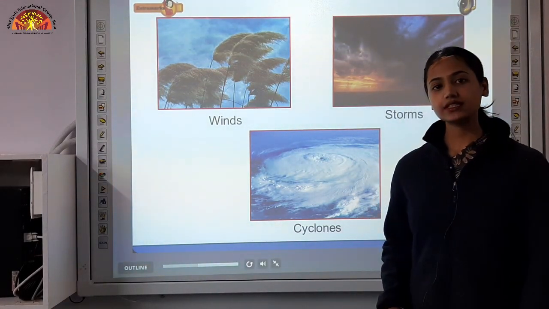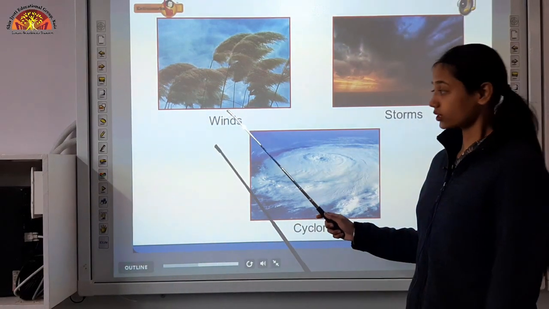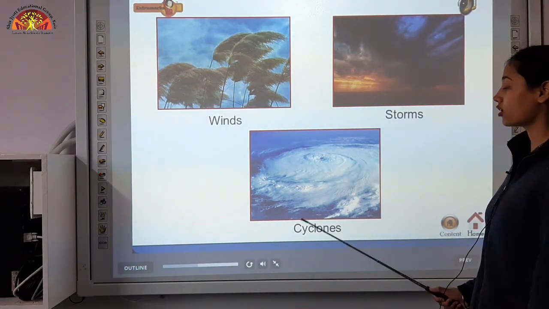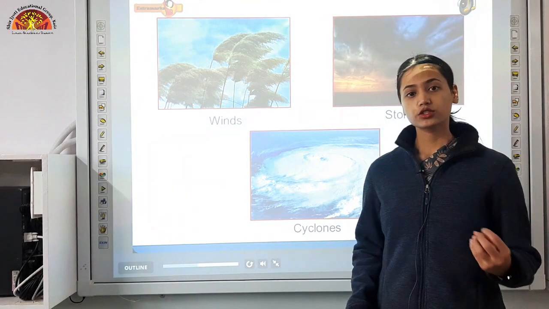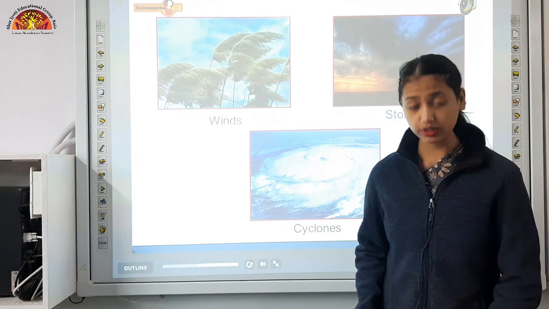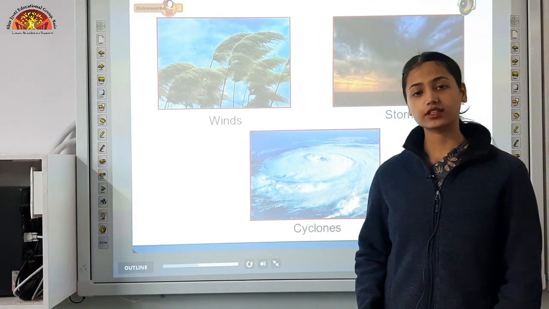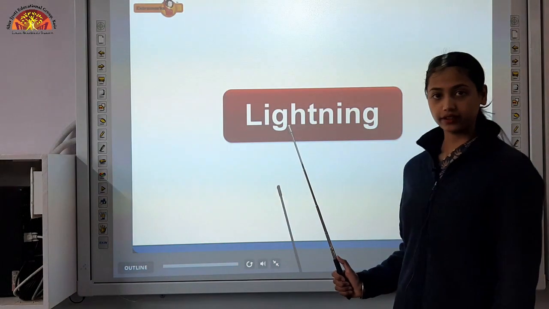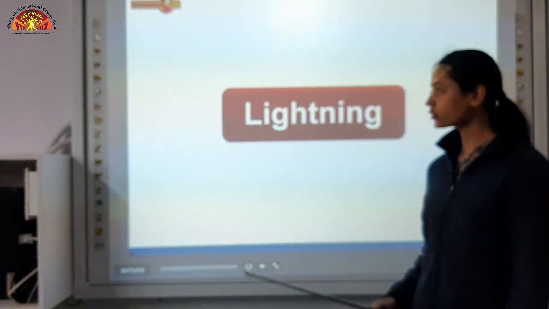Now in your previous classes you have studied what winds, storms, cyclones, rain and thunder are. So in this chapter our focus is on electric charges in the context of lightning. Lightning is a natural phenomenon.